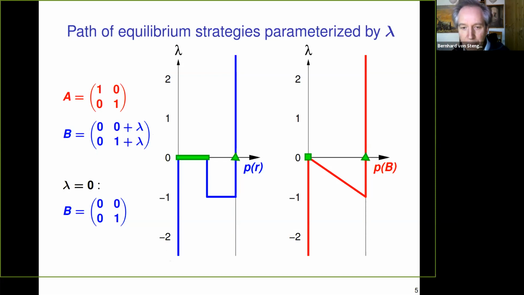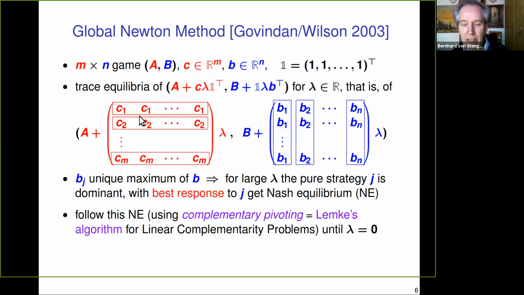And now it turns out that this is actually something that has been observed before by Govindan and Wilson, which they call the global Newton method, which works as follows. For a two-player game, you can do it in general. You have an n by n game A and B.